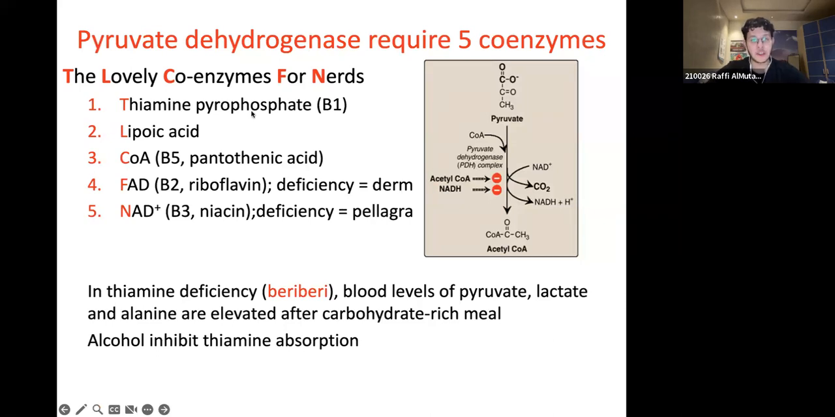If B1 is deficient, this is what we call beriberi. It's usually due to alcohol. If FAD is deficient, it's going to lead to dermatitis. If NAD is deficient, it's going to lead to pellagra. And I know this might be a little bit confusing of information to add, but pellagra can also happen in alcoholics. So that's another thing to keep in mind.